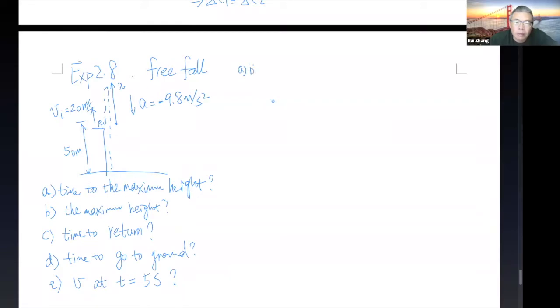Okay, so you have this x here, right? And you're given VI equals 20 meters per second. And then you know the acceleration is negative 9.8 meters per second squared. Now this 50 meters is not very useful here because you're not interested in going downward like that. Well, you're mostly interested in the displacement going from here to the maximum height. Let's say somewhere here.